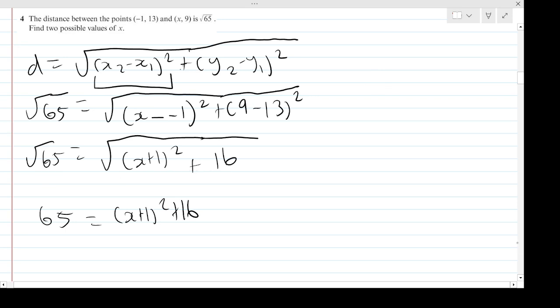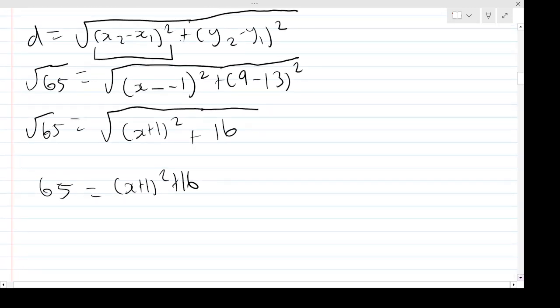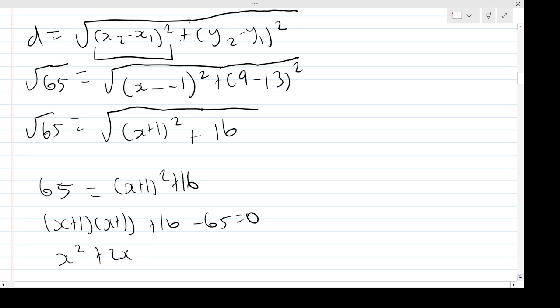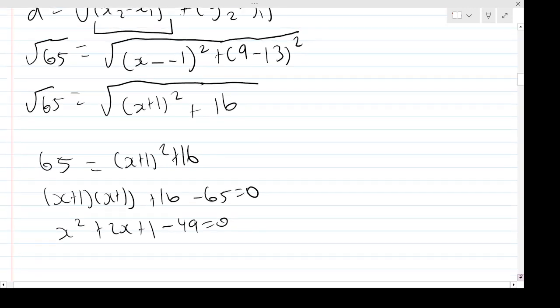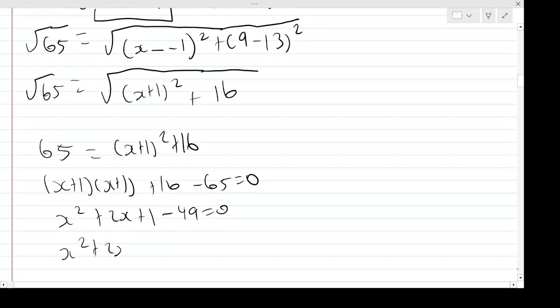Anyway, now this is quite a nice quadratic equation. We just need to rearrange it a bit. So let's expand it. x plus 1 squared, remember it's x plus 1 times x plus 1, plus 16 equals 65. I'm going to take away the 65, and that's equal to 0. Then I can expand the brackets to get x squared plus 2x plus 1 plus 16 take away 65, which gets me minus 49, equals 0. And then I have x squared plus 2x minus 48 equals 0.